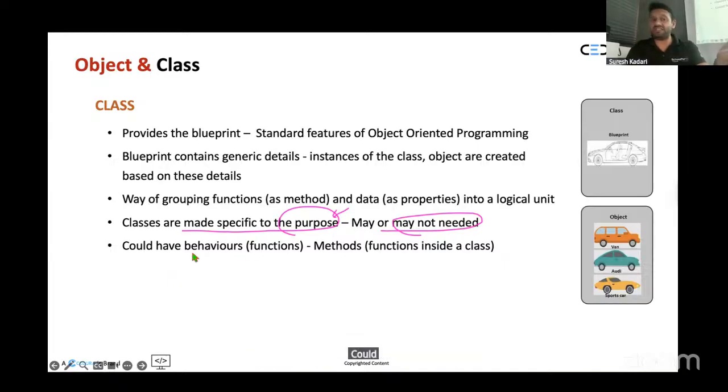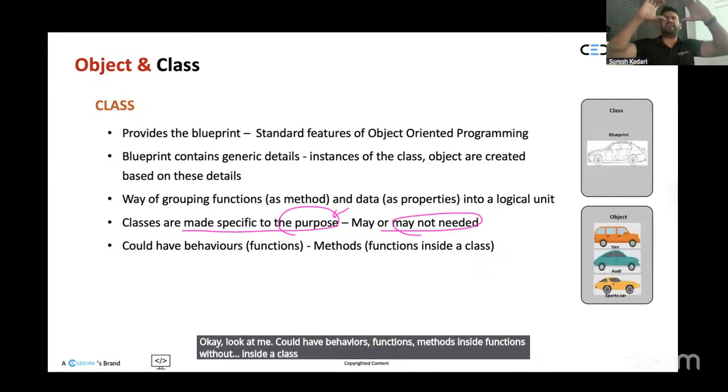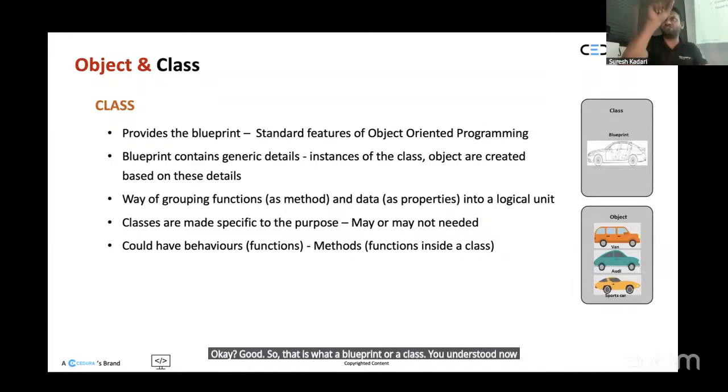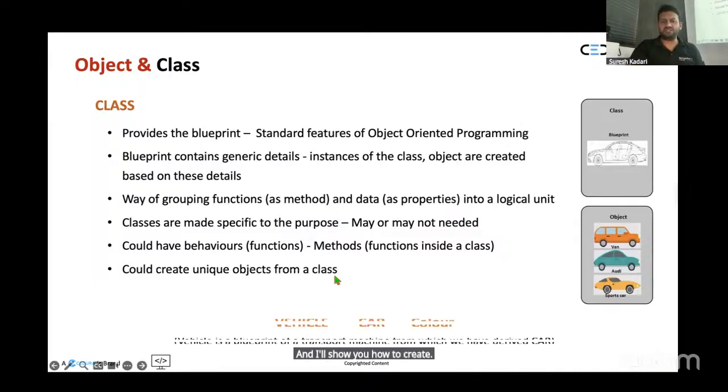A class could have behaviors, functions, methods inside. Functions inside a class, so everything is encapsulated within that class. Good, so that is what a blueprint or a class is. You understood now. That means you create a class, and I'll show you how to create one. You could create unique objects from the class.